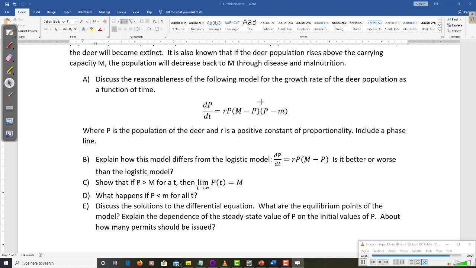So how it differs is because of this idea of an extinction event. If they get below a certain level, they will go extinct. So we have this extra factor. Is it better or worse than the logistic model? I would say it's more accurate in this case, if that's really true.